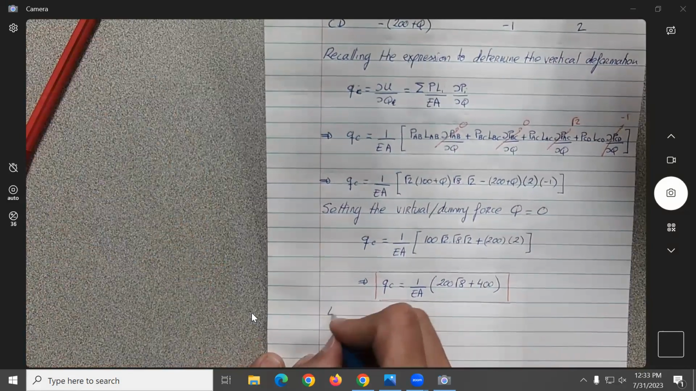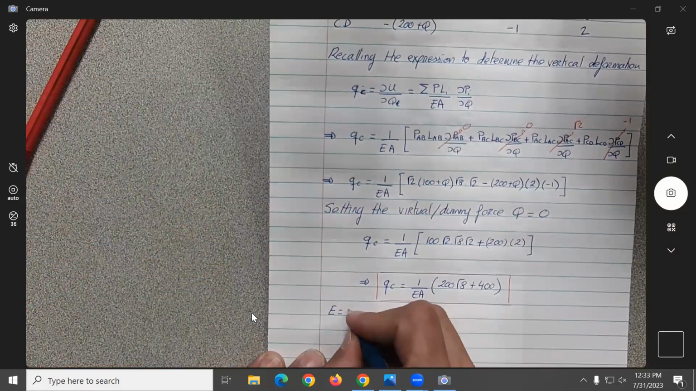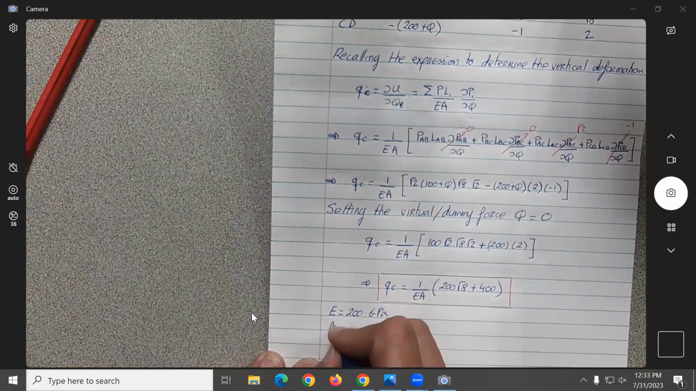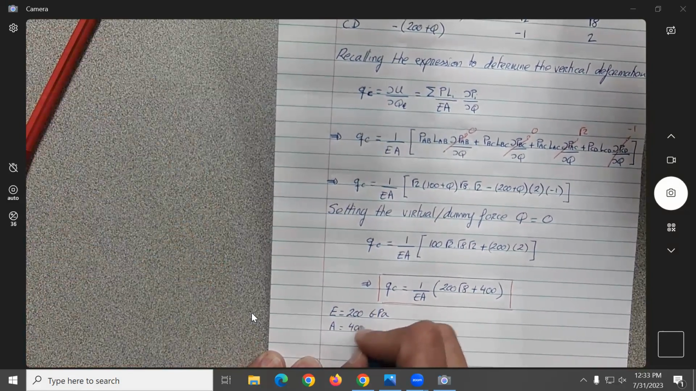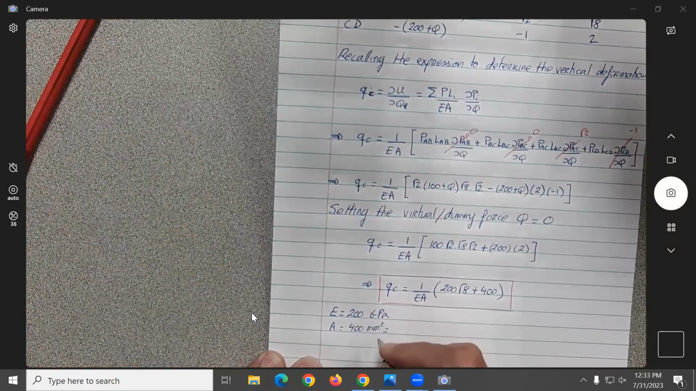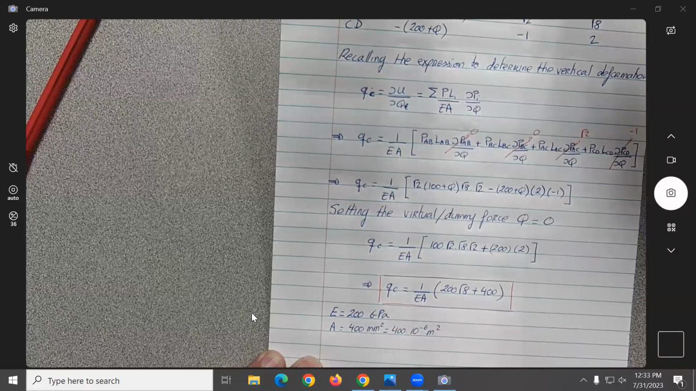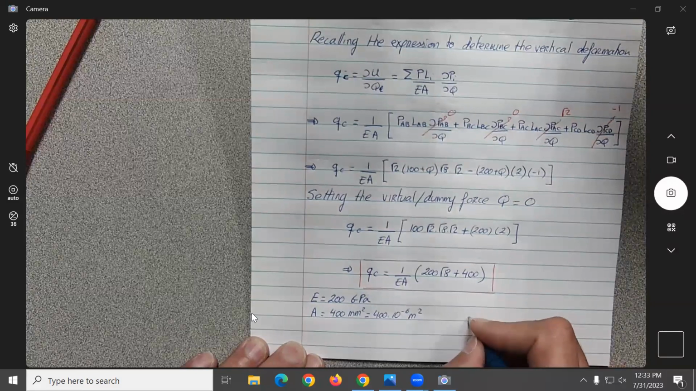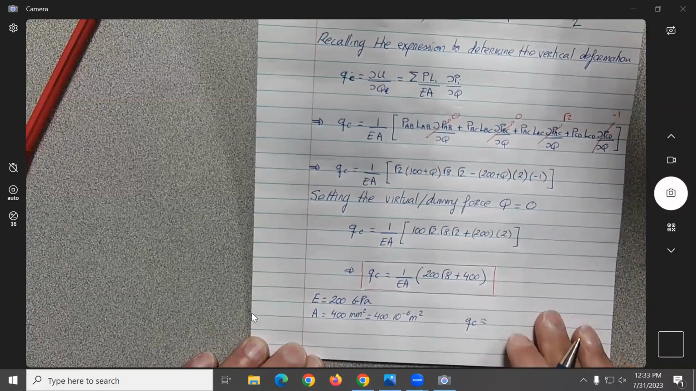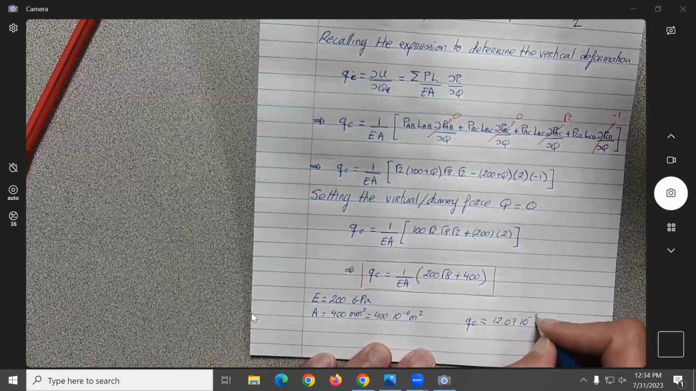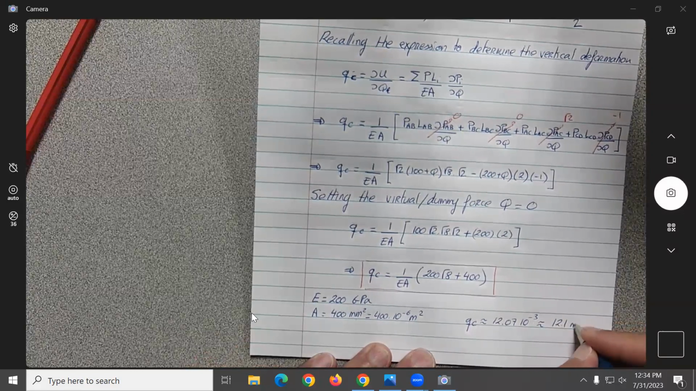Okay, if we do the numerical substitution, E equals, let's say, 200 gigapascals and A equal to 400 millimeters squared, which will be 400 times 10 to the negative 6 meters squared. This gives you approximately Q sub C equal to 12.07 times 10 to the minus 3, which would be approximately equal to 12.1 millimeters.